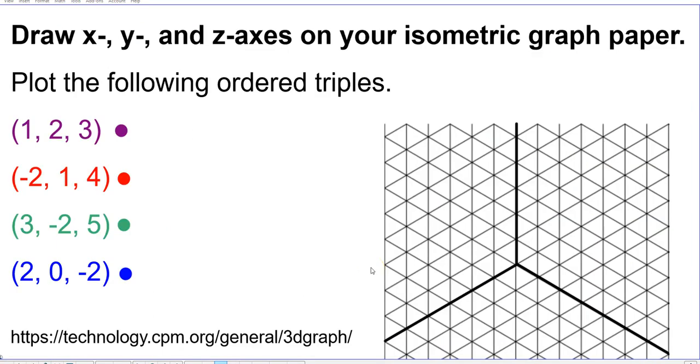All right, so I've got some isometric graph paper here, and we are going to label this. This is now my x-axis, my positive y-axis, and my positive z-axis, okay? So let's start by plotting the point 1, 2, 3. I am going to grab that purple dot and start at the origin.